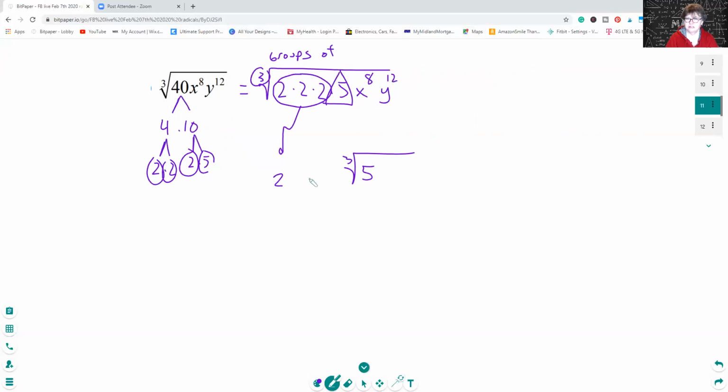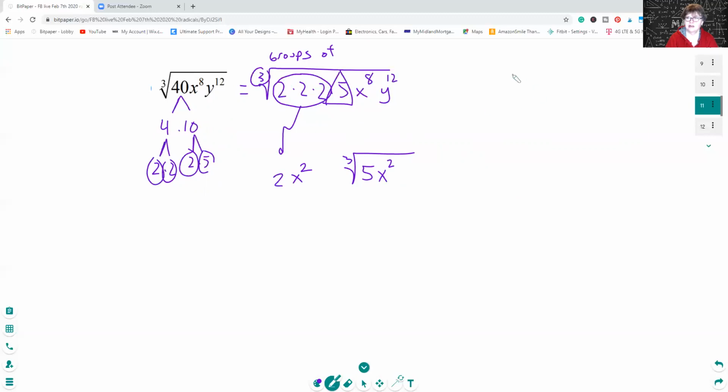And I know I can get 2. So I'm going to bring it out as x squared. However many groups you make, that's what it is. Now, if I take out 2 groups of 3, that's 6, right? From x to the 8th, that would leave me 2 left over. See how I did that?